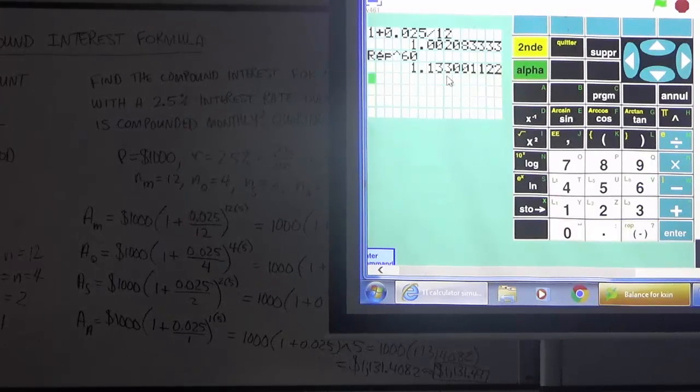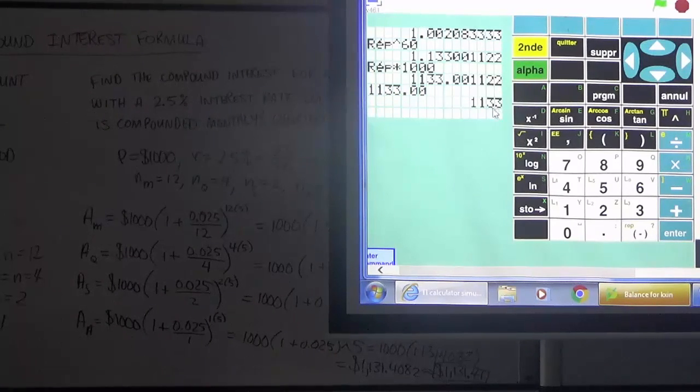And now all we have to do is multiply this by the $1,000. Pressing enter here gives you the amount, and here we're going to round this to the nearest cent, which when we round it off gives us 1133.00. And that's our first amount, $1,133.